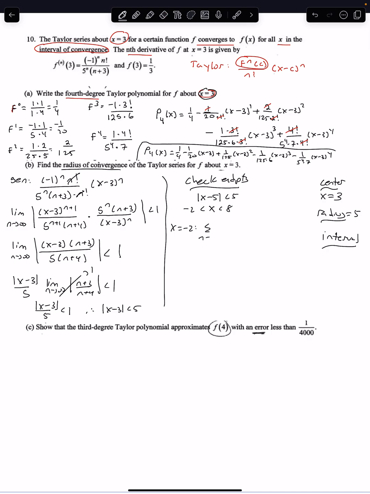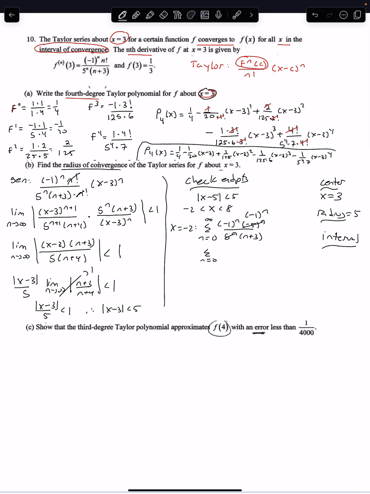Plug it into our general term. Remember, it's negative 1 to the n. And if I plug the negative 2 into my x minus 3, that's going to give me negative 5. Negative 5 to the n over 5 to the n times n plus 3. The 5 to the n's will cancel, but this will leave us with a negative 1 to the n. So our new series looks like this.